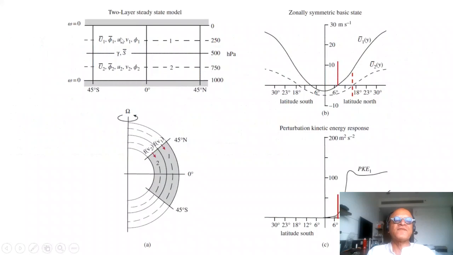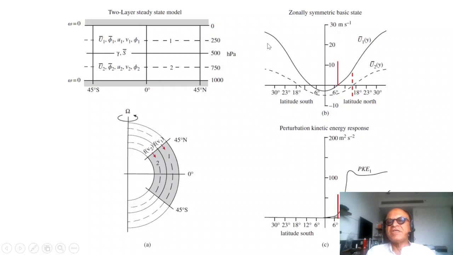So there is the structure of the two-layer model. You have the upper layer centered on 250 hectopascal, 500 hectopascal is the mid-level of the atmosphere, 750 hectopascal is the lower layer with U1 and U2 basic states prescribed. We are looking at perturbation in terms of U1, V1, Phi1. So the basic state potential is also prescribed. Those are the boundary conditions. The vertical velocities are focused on here at 500 hectopascal. So that is the section on the sphere.